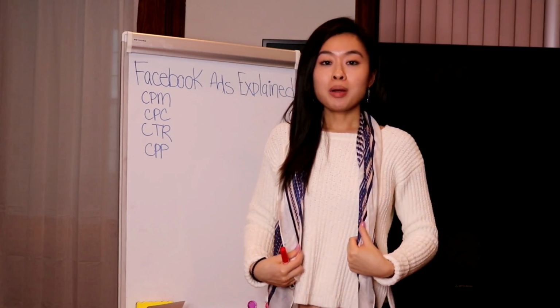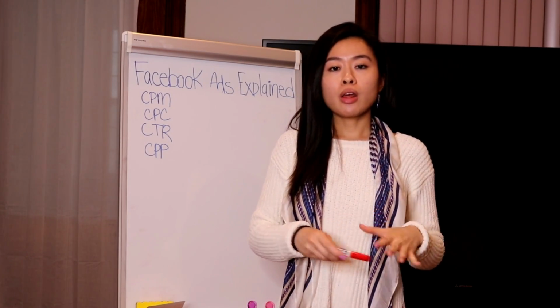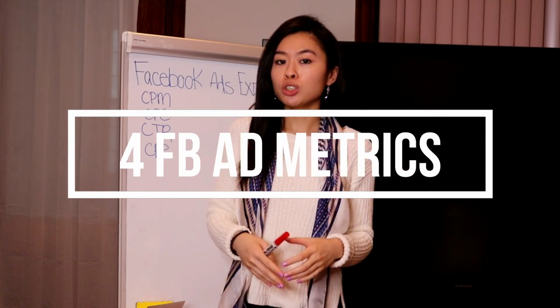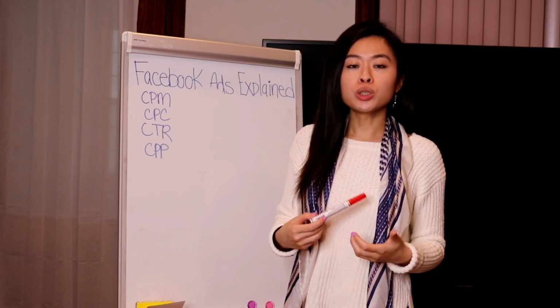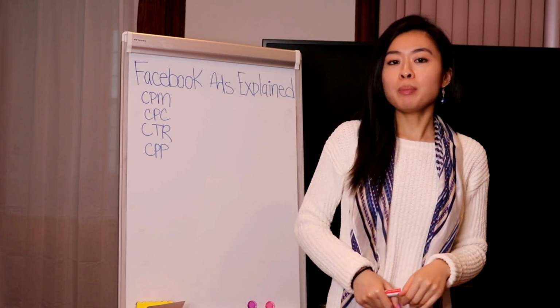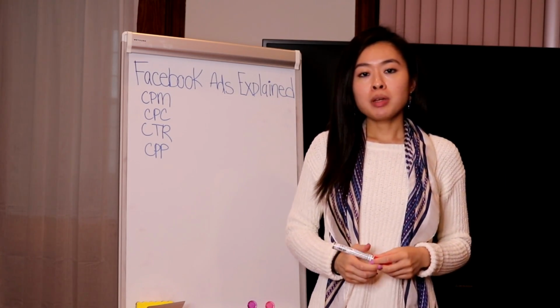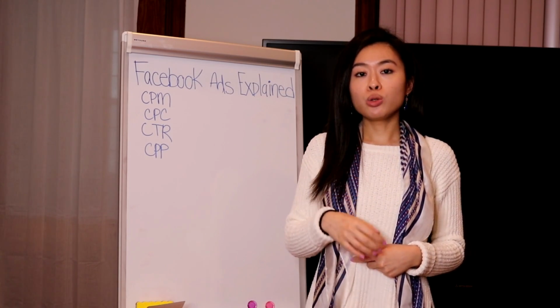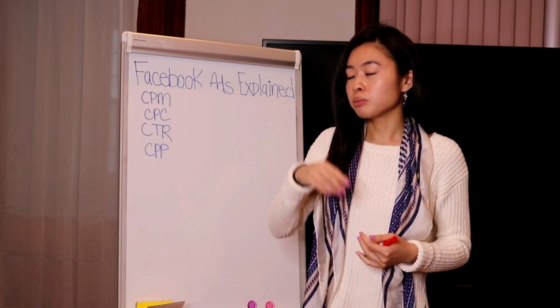Alrighty guys, so I am back here and right now I'm going to be talking about the 4 main Facebook ad metrics that you should be paying attention to whenever you are reading your data for your Facebook ads. And the first one I'm going to touch on is called CPM, or cost per thousand, meaning how much are you paying Facebook for every 1,000 people that you are showing your ads to.